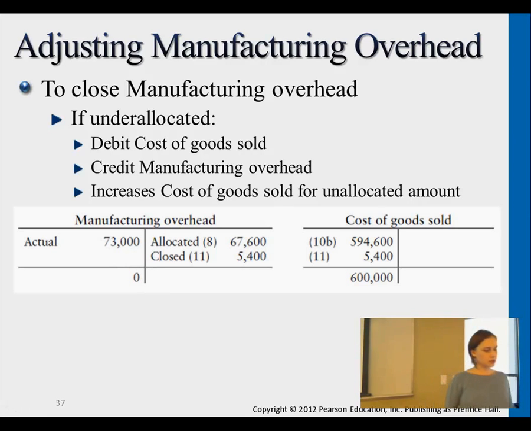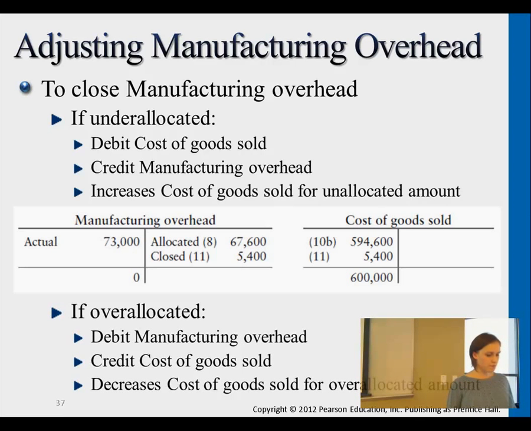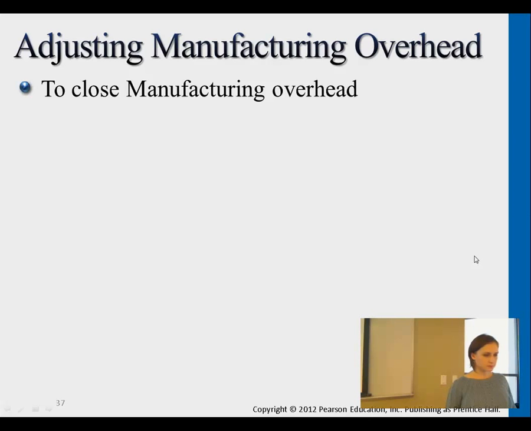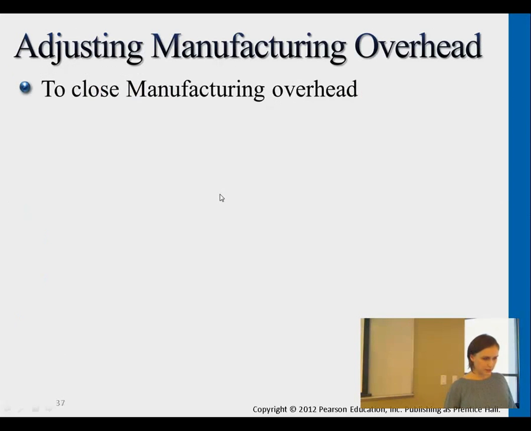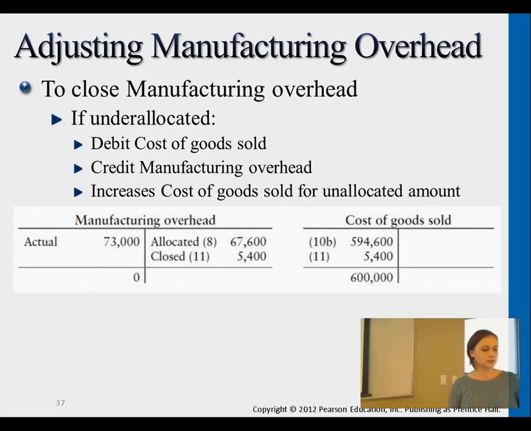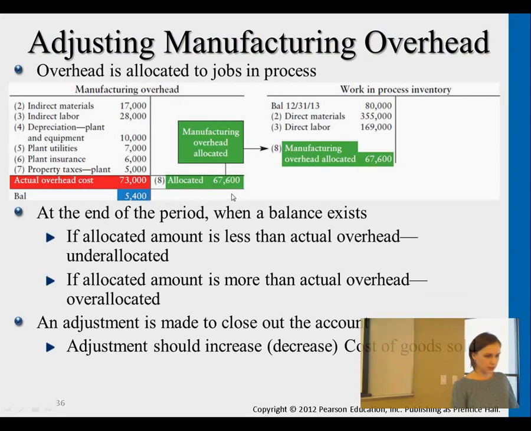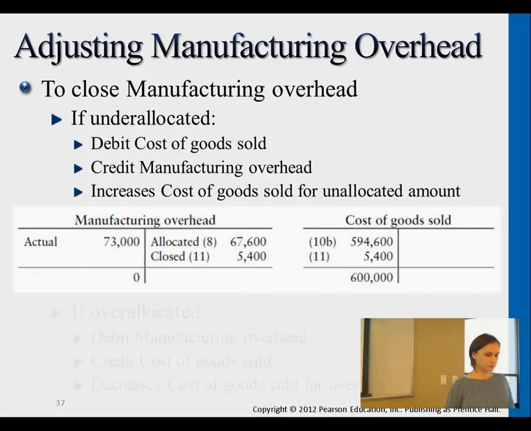So do you think the picture is different for over-allocated? It is, right? So let's look at what happens here. We're going to debit our manufacturing overhead. It's going to go right here. And then credit cost of goods sold. It would be right here. Okay, so let me go back. Do you see this? So when I have to close, I'm going to put my closing entry 11 on the right. It's going to go right here. A bigger picture for you. Okay.